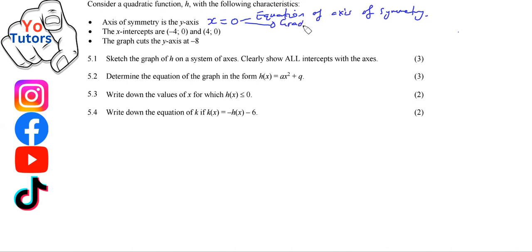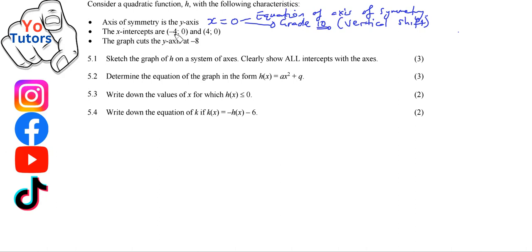Why grade 10? Because you are only doing vertical shift at the moment, you are not doing a horizontal shift. Once you do horizontal shift, the axis of symmetry is going to change, because you'll be shifting also left and right. But here, you are just shifting up and down. Your graph is just moving up and down in grade 10, so you must not worry too much. So whenever you see this question, equation of axis of symmetry, x is equal to 0. Okay, now let's go on.